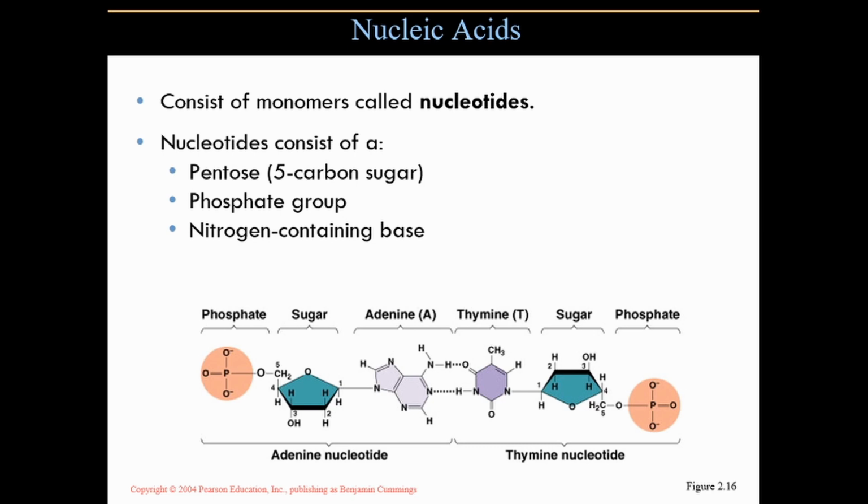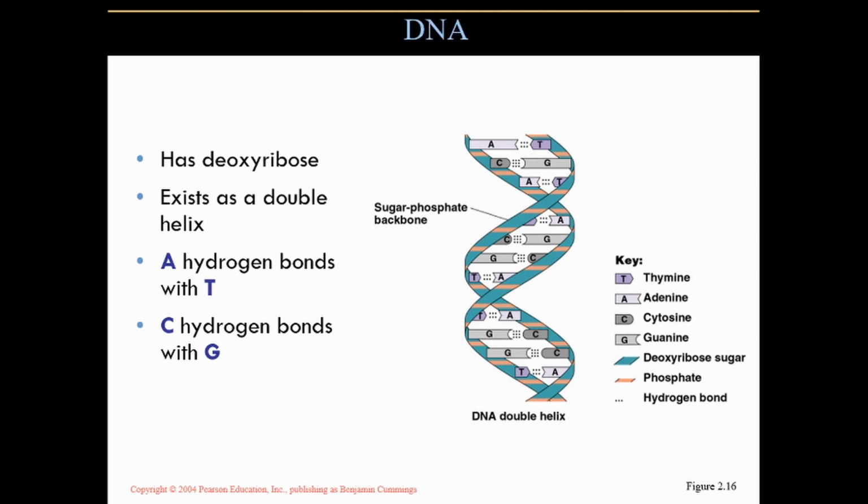So the sugar phosphates make up the backbone of the DNA, and then the nitrogenous bases make up what you could say would be like the rungs of the ladder. The nitrogenous bases are joining together through double or triple covalent bonds. And as you can see in this picture, adenine and thymine are joined together by double hydrogen bonds, and guanine and cytosine are joined together by triple hydrogen bonds.